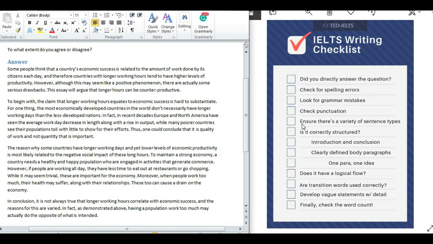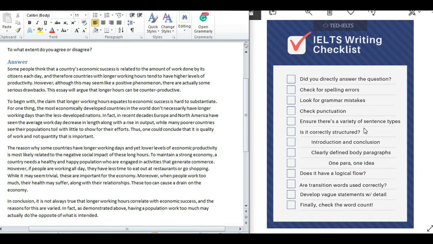Number 5 is ensure there's a variety of sentence types. I was marking an essay yesterday, and this essay had, at the beginning of every paragraph, 2 simple sentences. Now, this is not a big mistake, but it also doesn't look good. The examiner will read this, and it doesn't sound very natural. There's no flair to it.